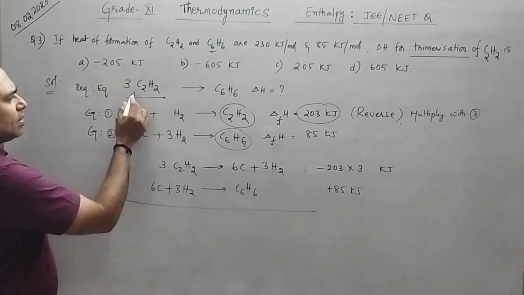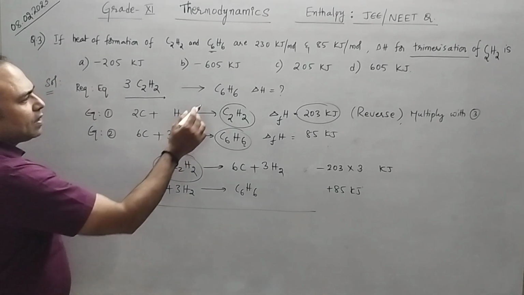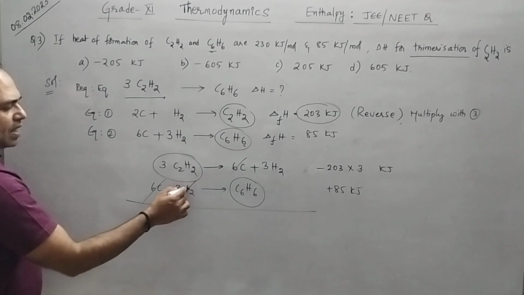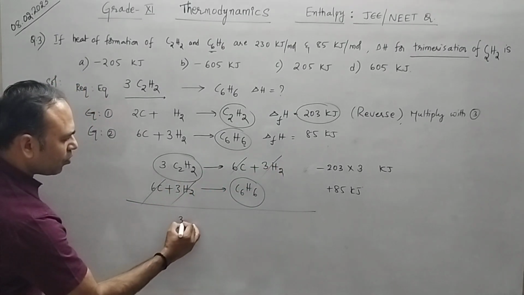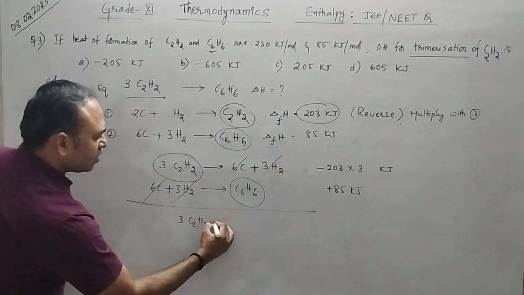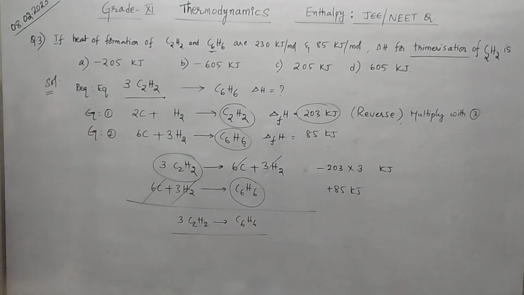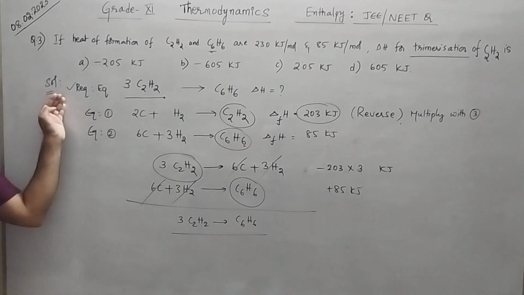Circle what is required. 3C2H2 I have circled, benzene I have circled, the remaining things get cancelled out, 6C as well as 3H2. Now we got 3C2H2 gives C6H6. Hope you have understood this. Very simple. These are the given equations and we have converted them into the form of the required equation.